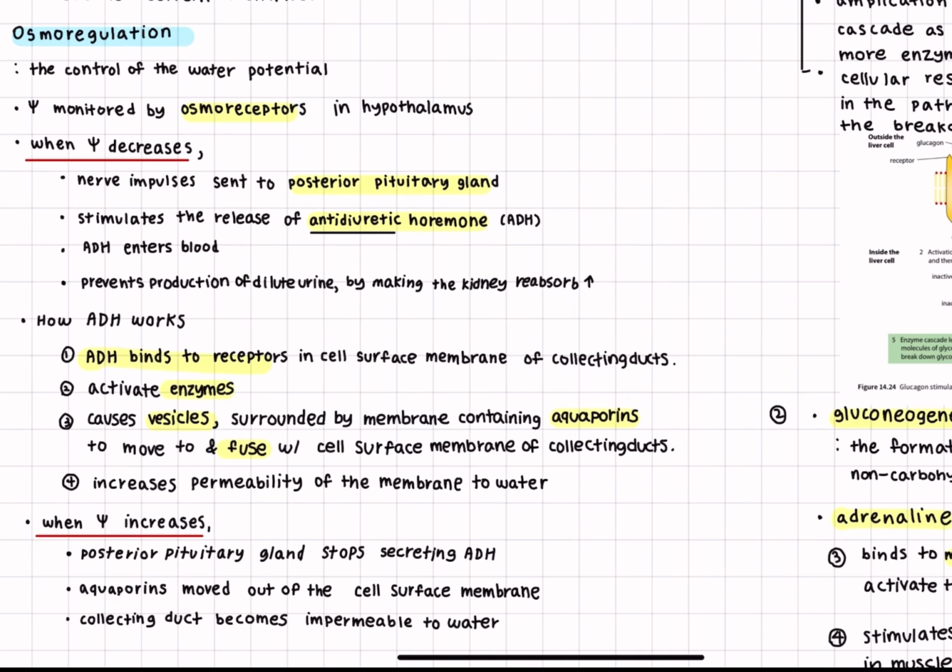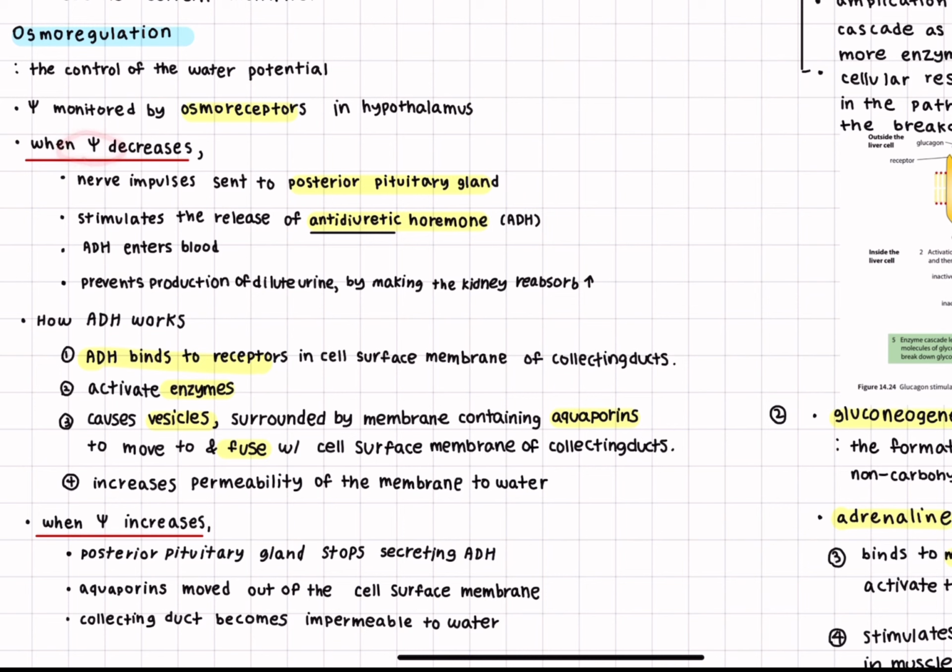Let's just look at osmoregulation first. Questions on the osmoregulation topic come up really frequently, so you should master this topic. Osmoregulation is defined as the control of water potential. Water potential is monitored by osmoreceptors in the hypothalamus. The hypothalamus is like a central control.